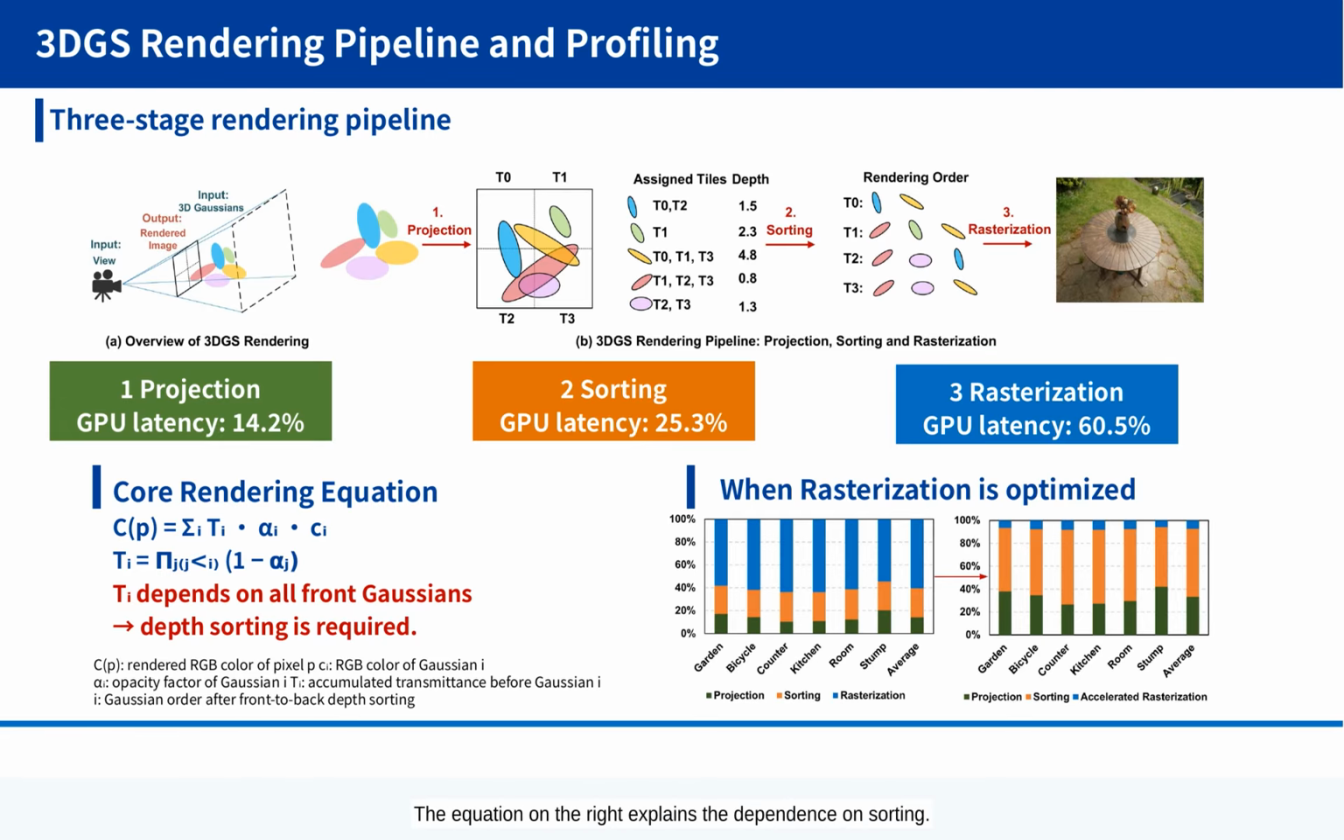The equation on the right explains the dependence on sorting. Each color contribution is weighted by alpha and by transmittance, Ti. Since Ti is the product of all previously blended front Gaussians, the original pipeline must know the depth order. Sorting and rasterization together contribute almost 90% of the rendering latency, so they are the main optimization targets.